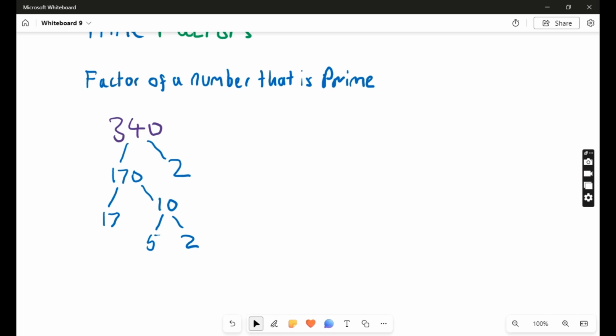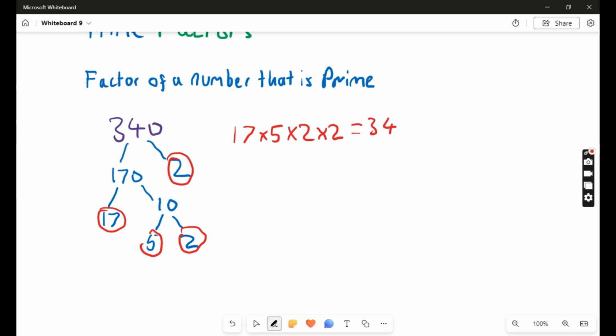So I'm going to circle each of my prime numbers. We have 2, 2, 5, and 17. So 340 as a product of its prime factors is equal to 17 times 5, and there are 2 twos, so we're going to do 2 times 2 equals 340. And since we have 2 twos, we can also write it this way: 17 times 5 times 2 squared.